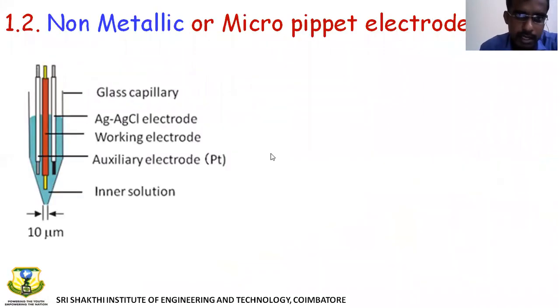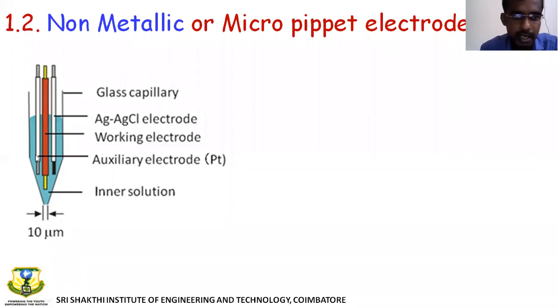The second one is the non-metallic micro pipette electrode. This pipette you would have seen in 12th standard chemistry. In a pipette, we take up solutions like this. This looks similar to a pipette. You can see that the edge which contacts the body is only 10 micrometer. That's why it comes under micro electrodes. It is just 10 micrometer.